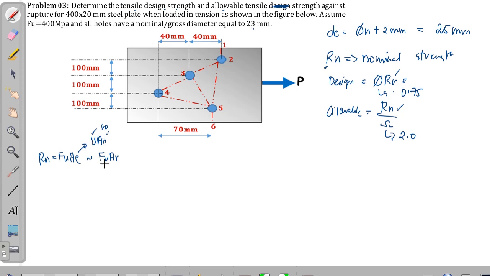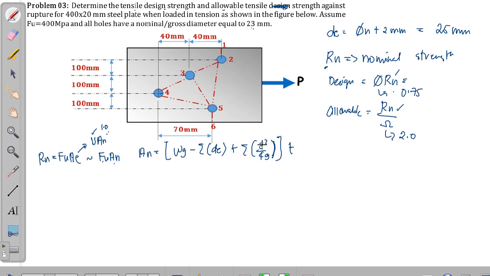Okay? So FU is given 400 MPa. We need to solve the value of our AN. Okay? So our AN is equal to the W gross minus the summation of the effective diameter, DE, plus the summation of S squared over 4G. That is for the staggered times, of course, the thickness.